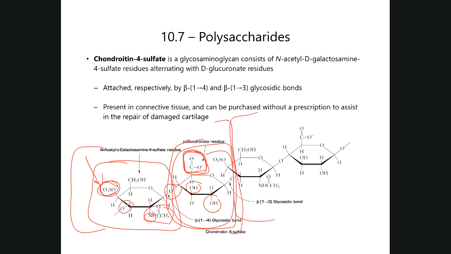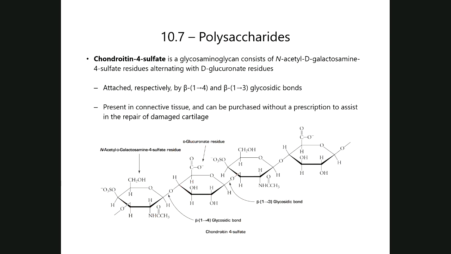If you notice, this is the same thing. So they actually repeat in pairs, but each one of the pair is different, right? And then if you look at the linkages, similar to hyaluronic acid, this is a beta 1,4 linkage over here, and this is again a beta 1,3 linkage over here. Okay, so as I mentioned, just like the other one, connective tissue is the main place where these types of compounds have some kind of an important role.